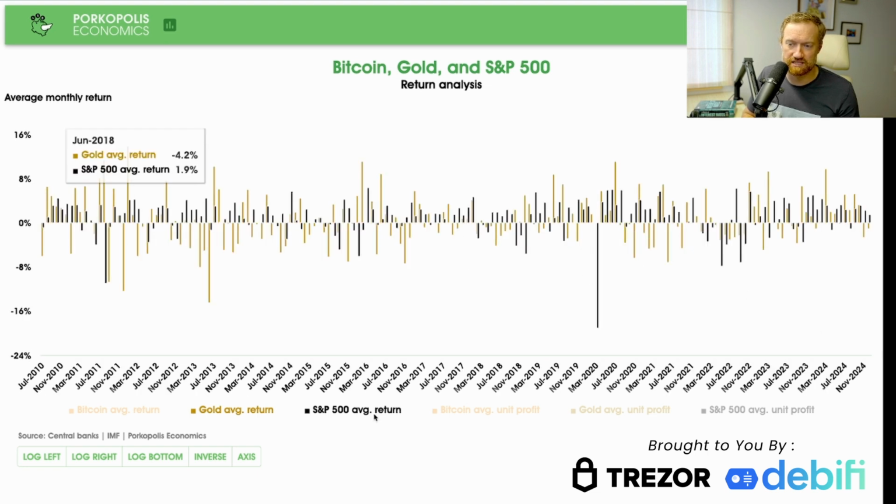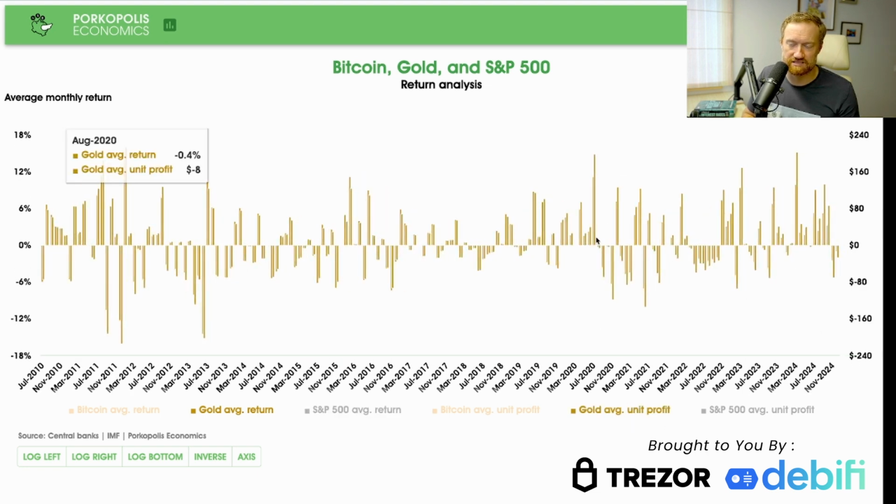So let's reset the zoom here again. Let's take off the S&P. Let's look at the unit profit. Again, I know this is a bit wonky. I could have colored them differently. You have to look at the tooltip for this presentation.